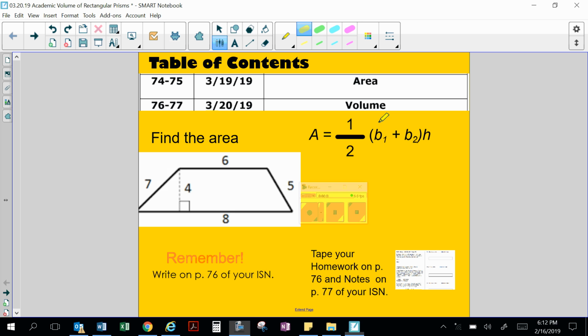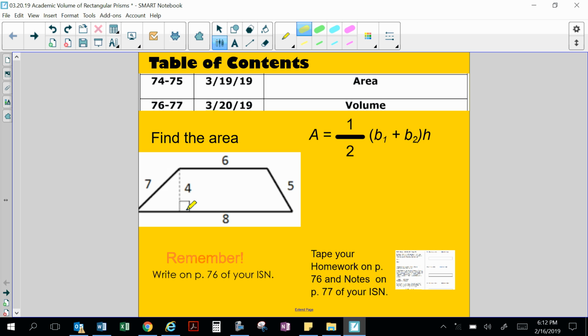Welcome. This video is over volume of rectangular prism. Before we do that, let's talk about our number routine. Find the area. This polygon is the shape of a trapezoid. So the area formula for trapezoid is 1/2 times the base 1 plus base 2 times the height.